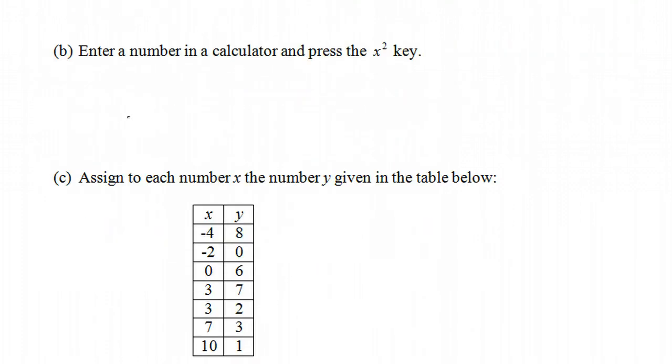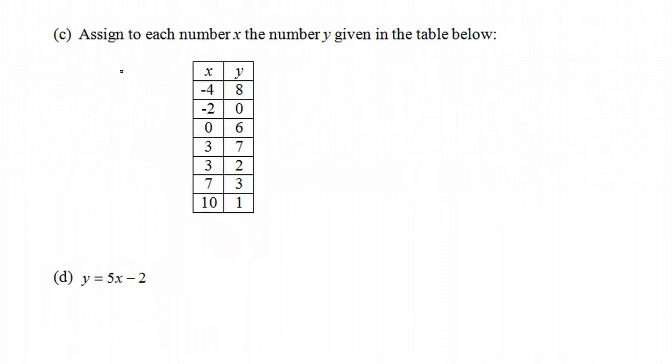Another example: enter a number in a calculator and press the x squared key. So for example, if you press 5 on a calculator and then press the x squared key, you get an output of 25. If you put 7 in and hit x squared, it gives you 49. So yes, each input gives you exactly one output. Now again, notice two different inputs, like 5 and -5, would give the same output of 25. But with each input there's exactly one output.